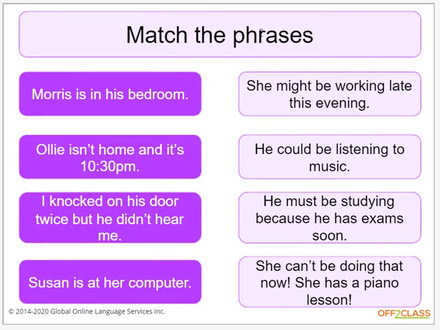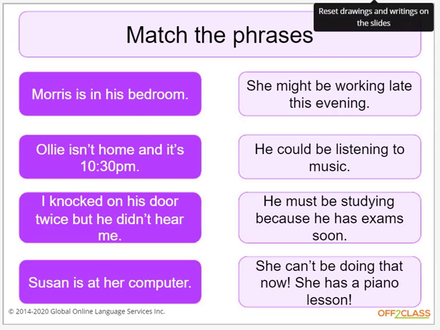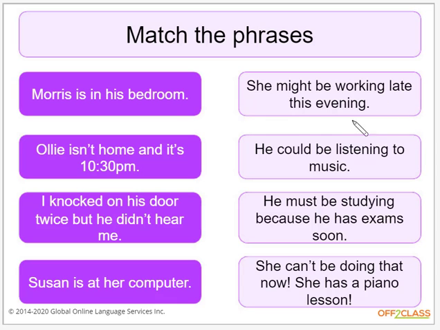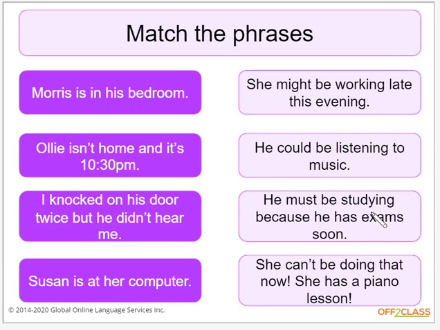So match the phrases here. Morris is in his bedroom. Ollie isn't home, and it's 10:30 p.m. I knocked on his door twice, but he didn't hear me. Susan is at her computer. She might be working late this evening. He could be listening to music. He must be studying because he has exams soon. She can't be doing that now. She has a piano lesson.